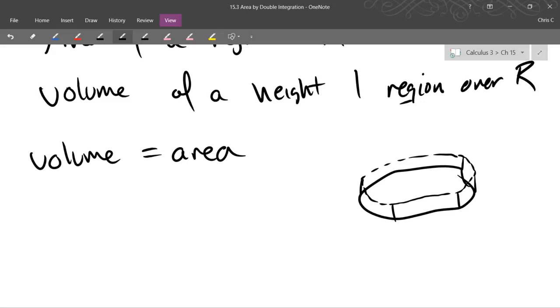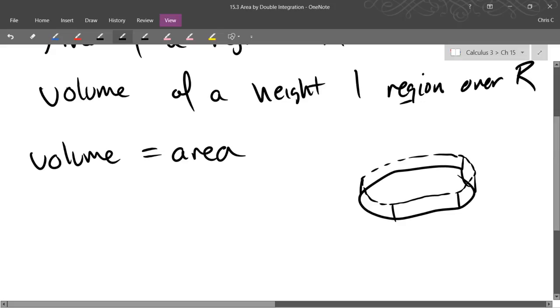Now, what about units? Technically, you'd have to multiply area times whatever unit you're using to make your units match. But that's not the important part. The important part is the volume. Numerically, the volume will be the area of that region.